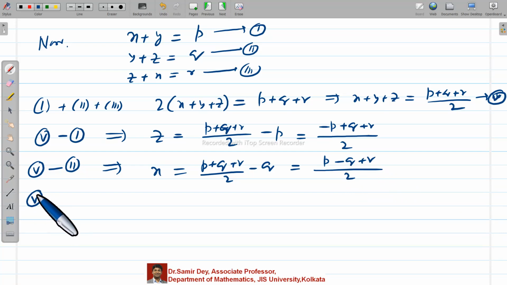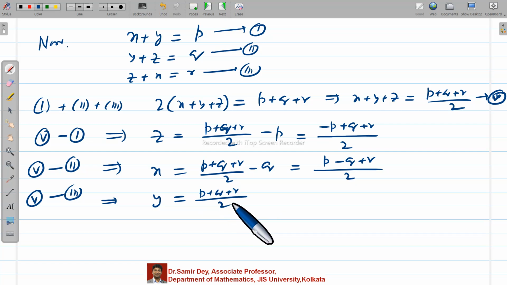In the same way, 5 minus 3. If I subtract, then it will be (x plus y plus z) minus (z plus x), so it is coming y. So (p plus q plus r) by 2 minus r is equal to (p plus q minus r) by 2. Now you know what is your y, what is your x and what is your z. All are known to you.